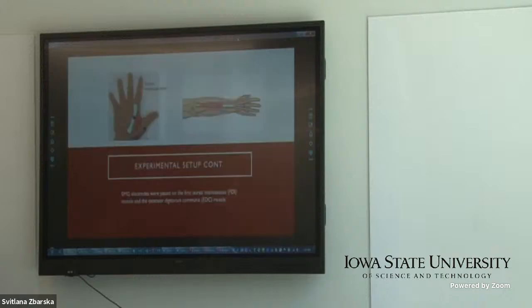To collect data on muscle activity, we use 2 electromyography sensors placed on the first dorsal interosseous, or FDI, as seen on the image on the left, and extensor digitorum communis, or EDC muscle, as seen in the photo on the right. These have both been used in previous studies as muscles activated while handwriting.